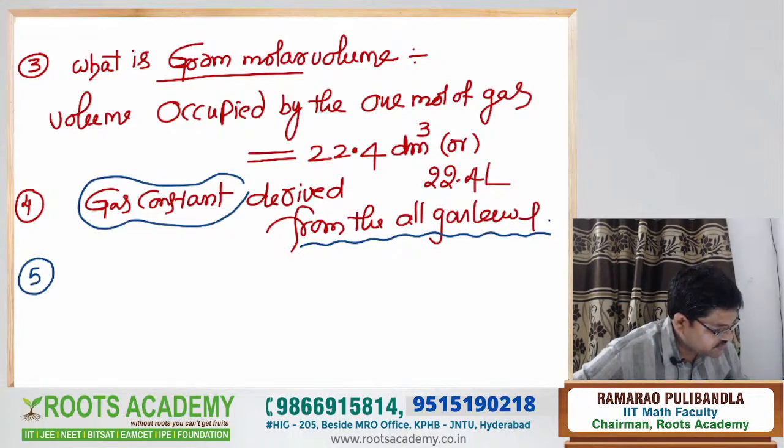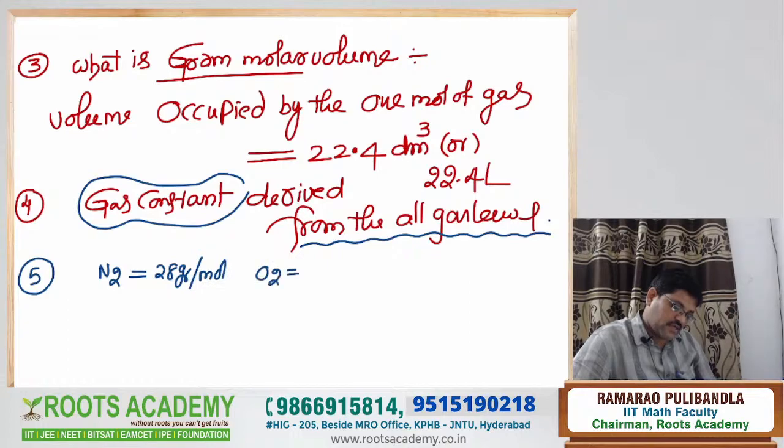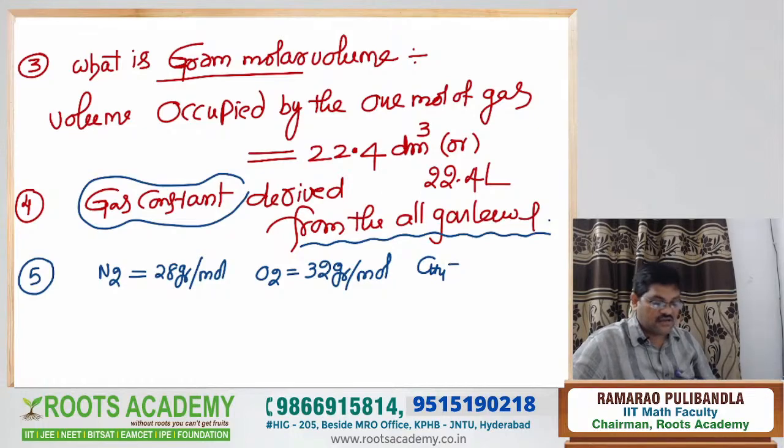Which of the following diffuses faster among N2, O2 and methane, and why? See the example of N2 gas: its molecular weight is 28 grams per mole. O2 gas: its molecular weight is 32 grams per mole. Methane gas: its molecular weight is 16 grams per mole. So out of these given gases, which gas diffuses faster?